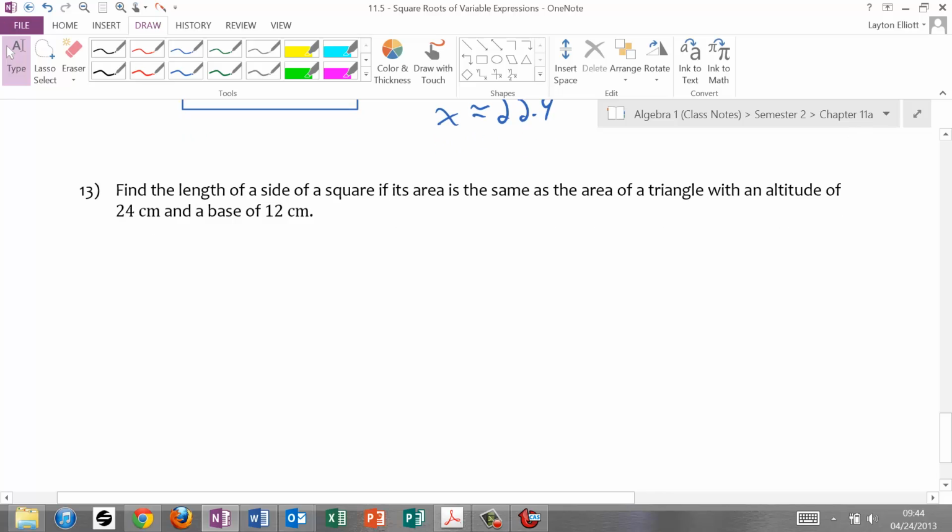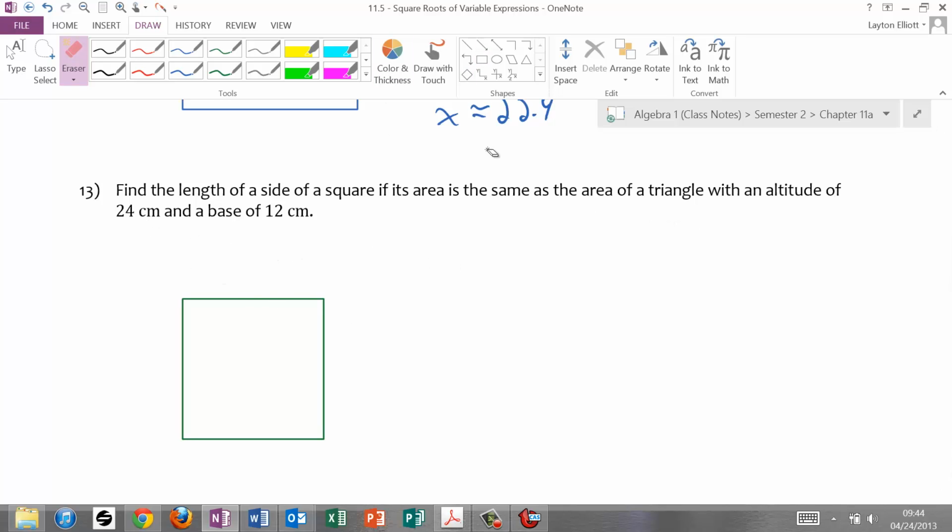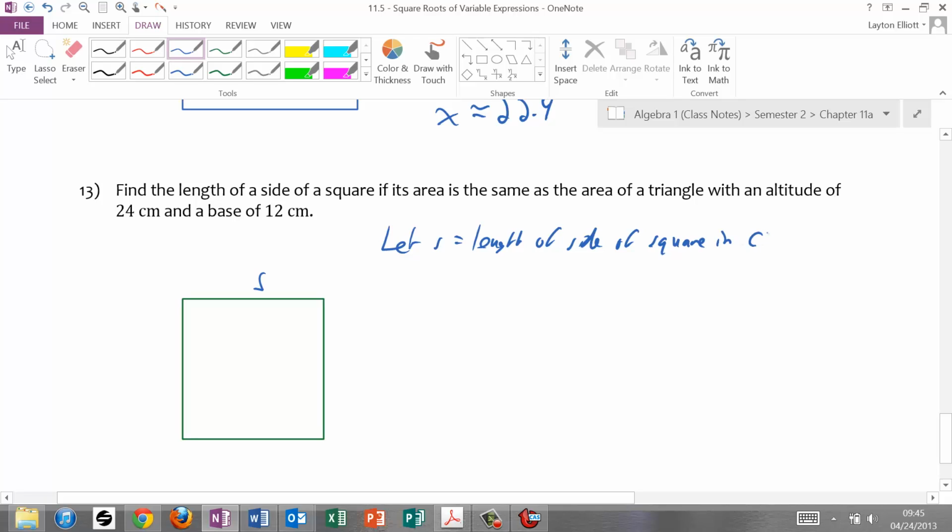Lastly, it says find the length of the side of a square. So let's draw a square again. If its area is the same as the area of a triangle with an altitude of 24 centimeters and a base of 12 centimeters. Well, the length of the side of the square, it wants a square, so we're going to do an s here. Let s equal the length of the side of the square in centimeters. I know the area of the square is s squared, and it wants a triangle with an altitude of 24 and a base of 12.